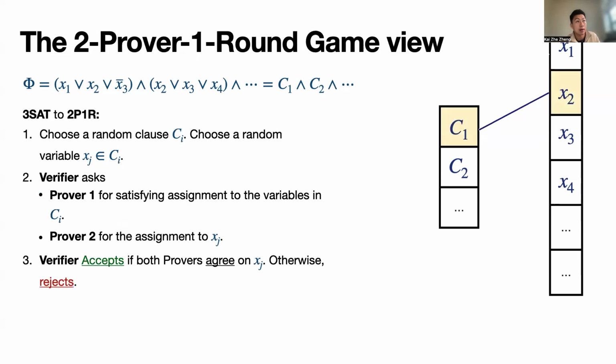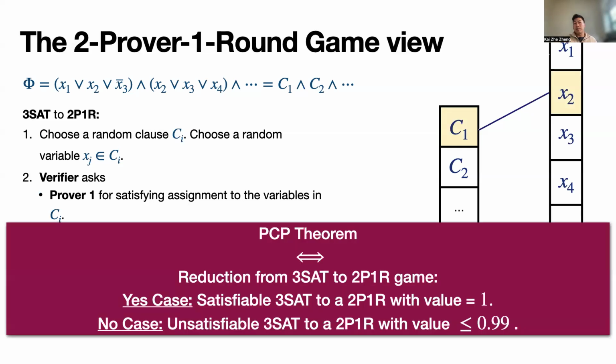Upon receiving the responses, the verifier will check if both provers gave the same assignment to xj, and they'll reject otherwise. So importantly, after this game starts, the provers are not allowed to communicate with each other. Beforehand, they can agree on a strategy of how they'll answer the questions, but after that, there's no more communication. And it turns out the PCP theorem is roughly saying the following.